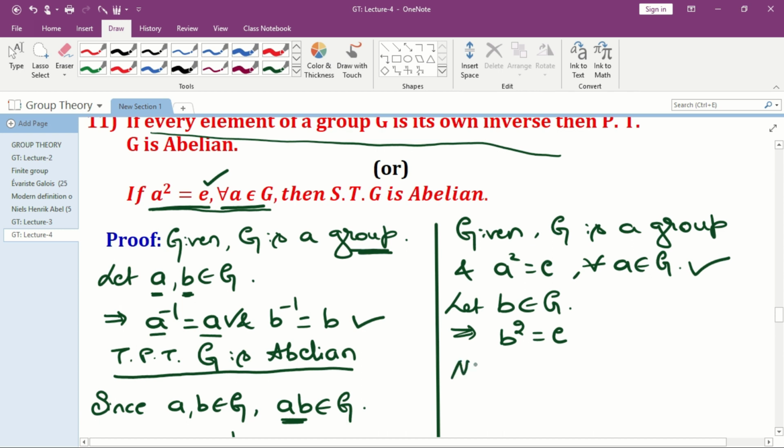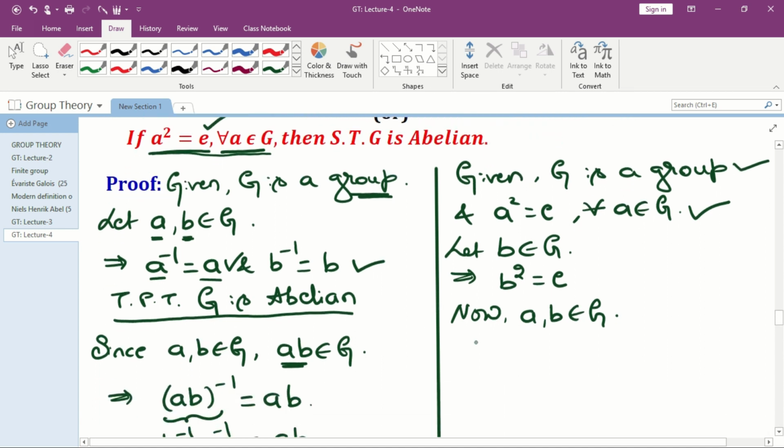Okay, now A and B are two elements of G. So G means what? G is a group. So in a group means closure law is satisfied. So according to closure law, if A and B belongs to G, AB belongs to G. So again, according to the given statement, for all A belongs to G, A square is equal to E. So this is an element now. Therefore, this implies AB whole square is equal to E.